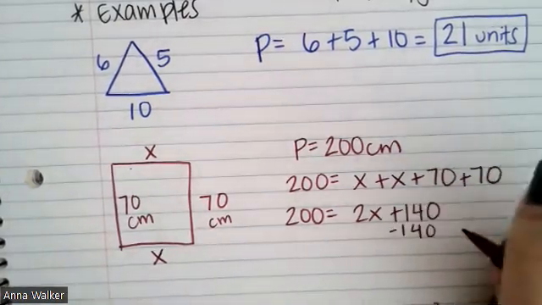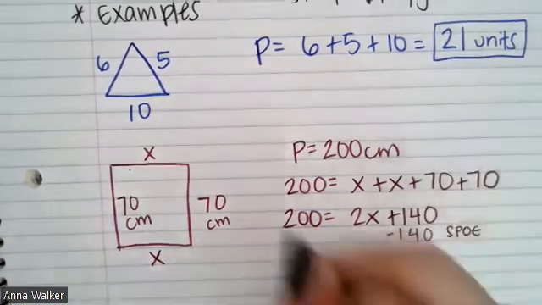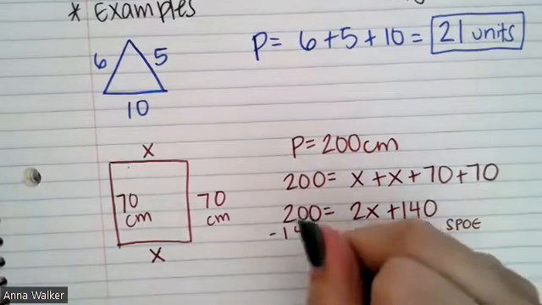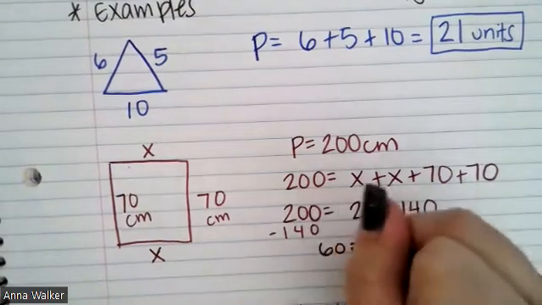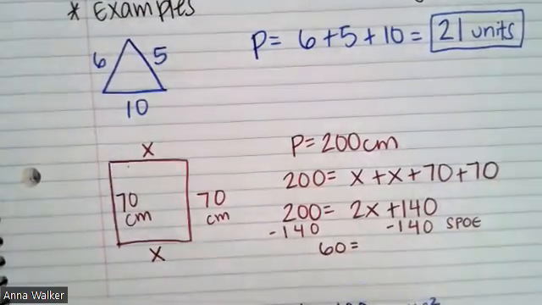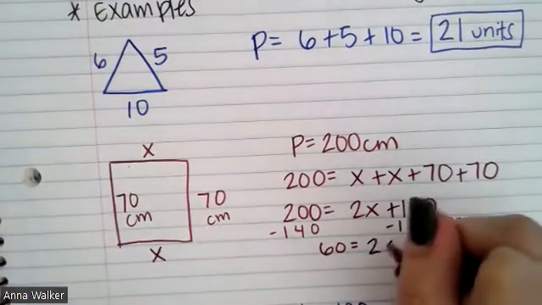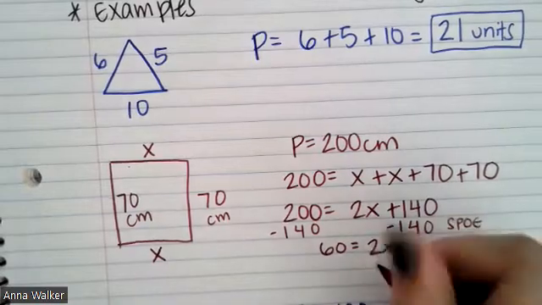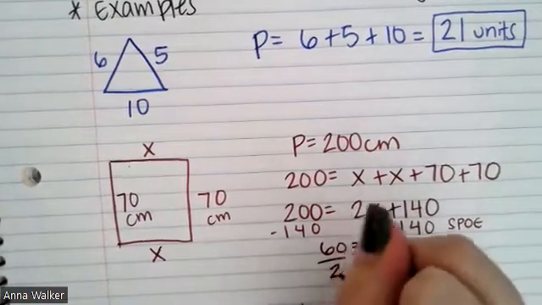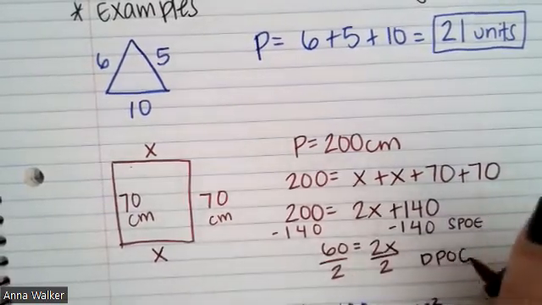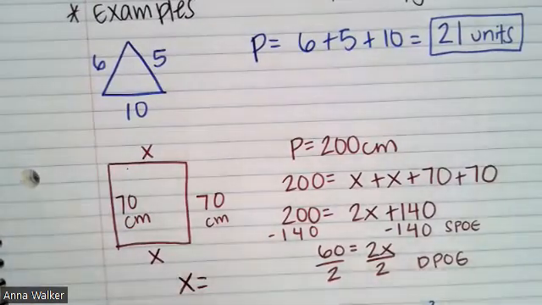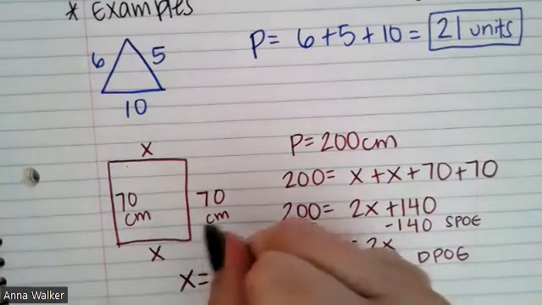And then if I solve this equation, I am going to subtract 140 or use the subtraction property of equality to try to get x by itself. So now I have 60 is equivalent to 2x. And then to get x by itself, I am multiplying 2 times x, so I'm going to use the division property to solve. And I get x is equivalent to 60 divided by 2, which is 30.